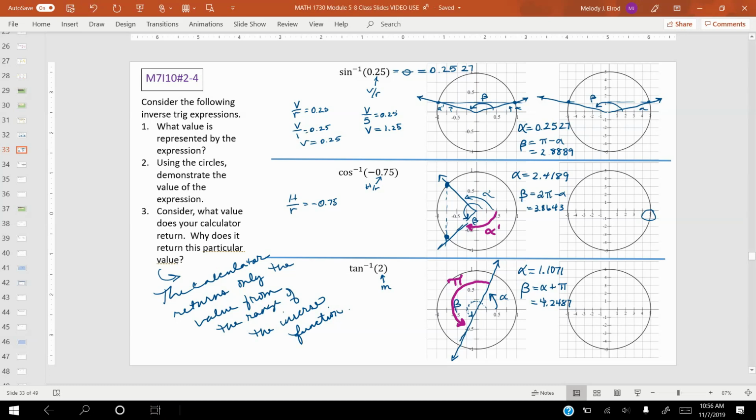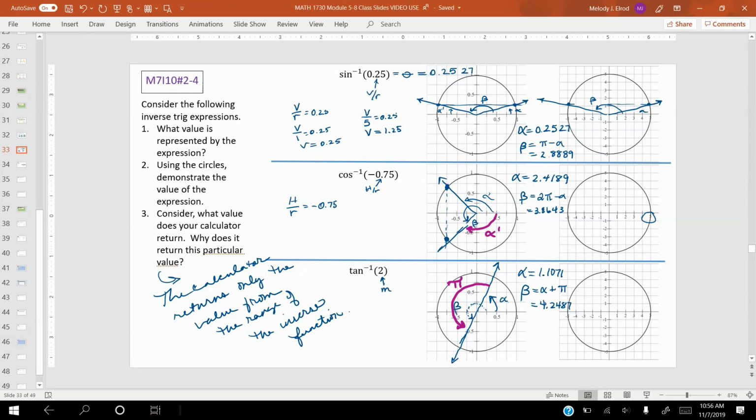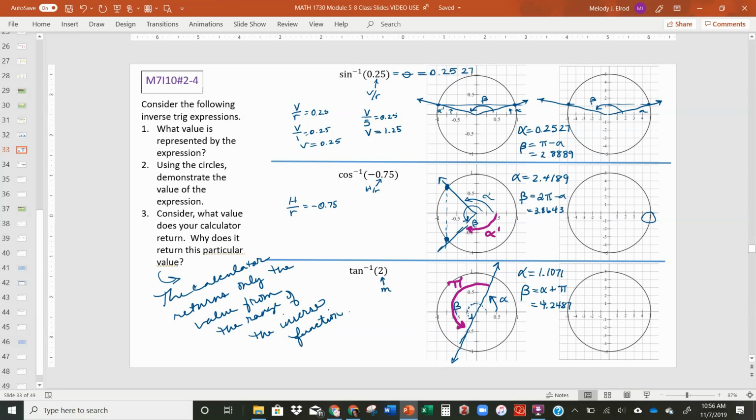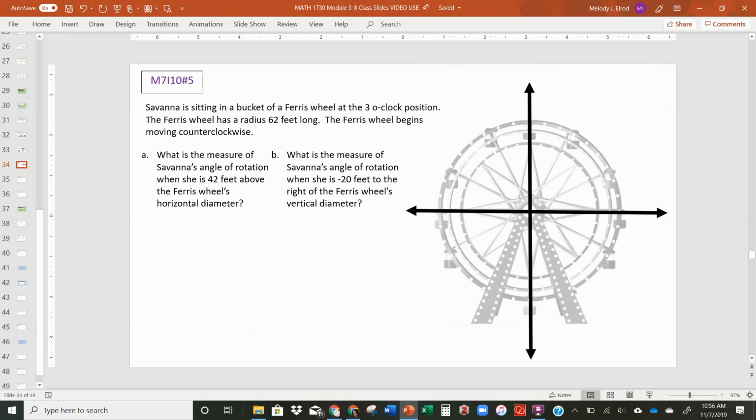There's another problem in here, problem number 5, that follows right behind. That's a more practical, contextual example that you can work on. So I encourage you to take a look at problem number 5, where Savannah is sitting in the bucket of a Ferris wheel. It's moving counterclockwise, so it's moving in the positive direction. And we're looking for the measure of Savannah's angle of rotation when she's 42 feet above the horizontal diameter, and the measure of her angle of rotation when she is negative 20 feet to the right of the vertical diameter, and consider the ramifications there. But for now, we'll call it quits.